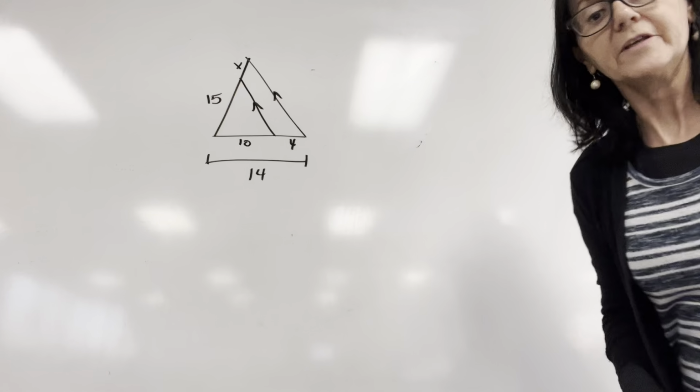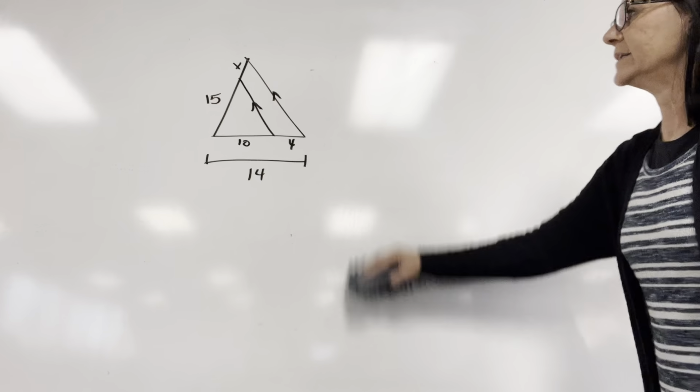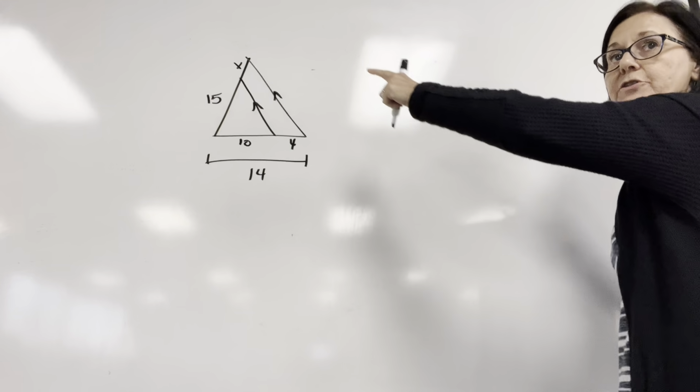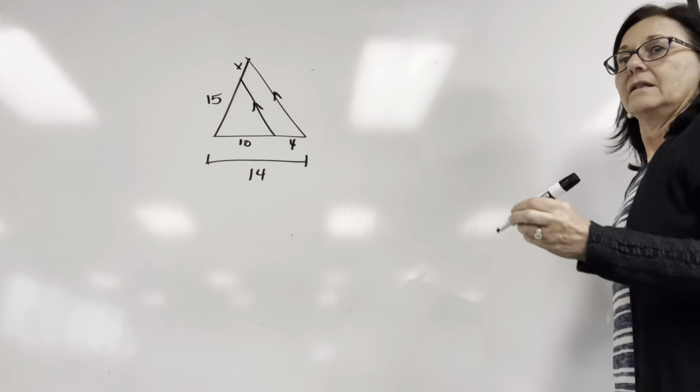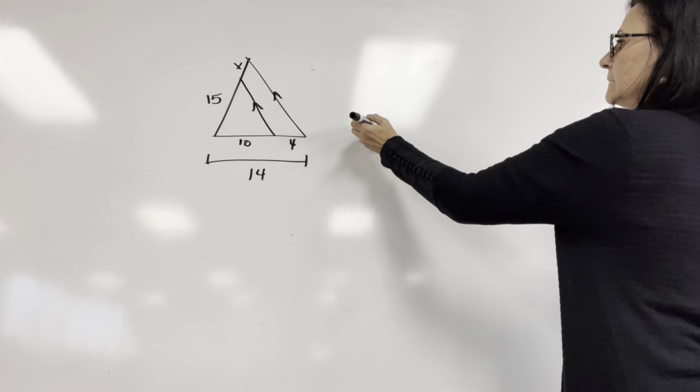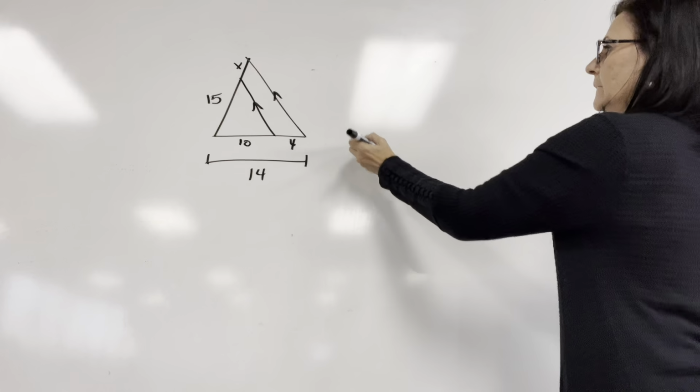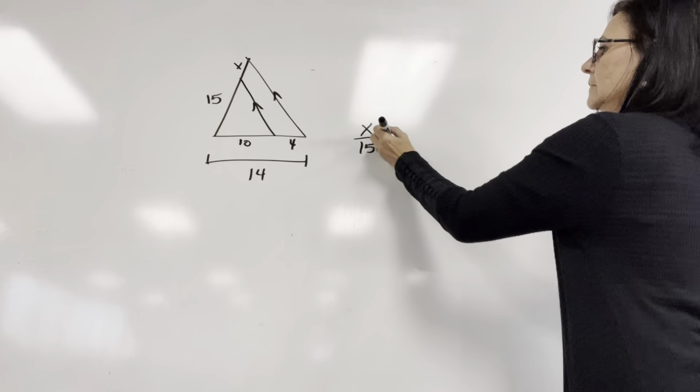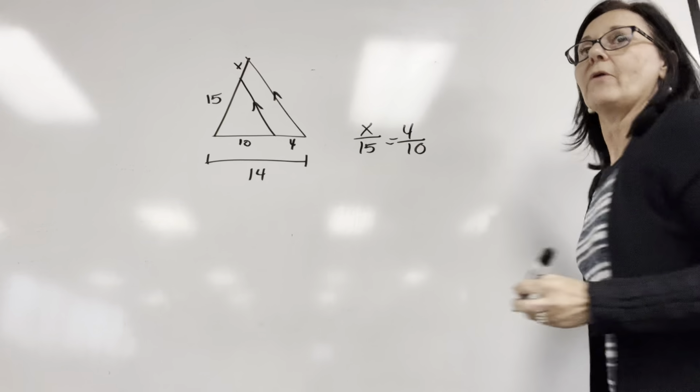So what would be the proportion that I would write to solve for that question mark, that X? What would I write? X over 15 equals 4 over 10. Yes. Now how do I solve this?